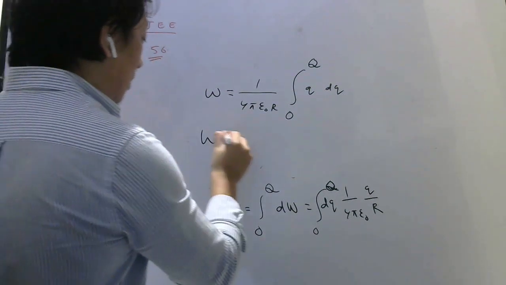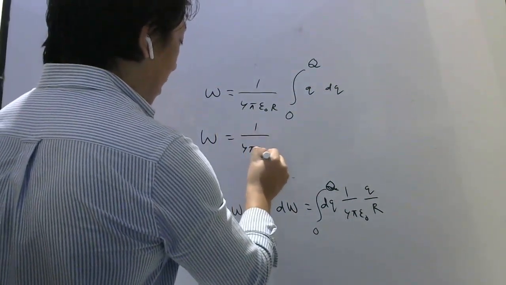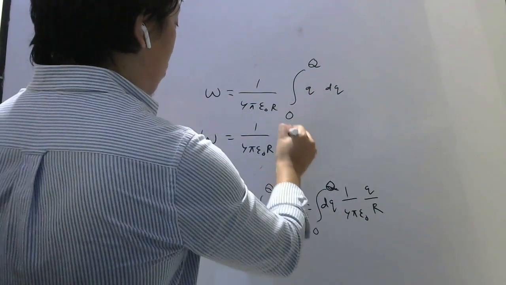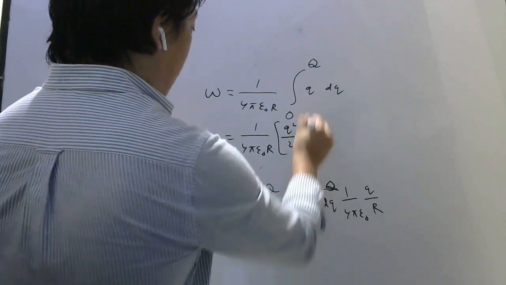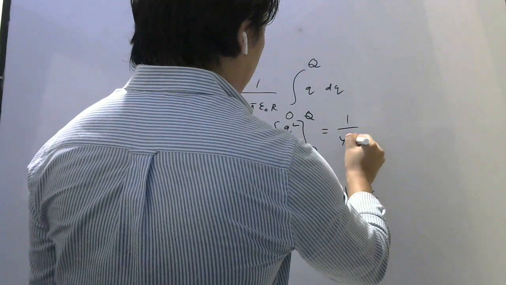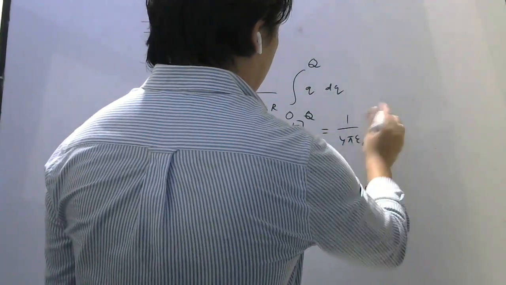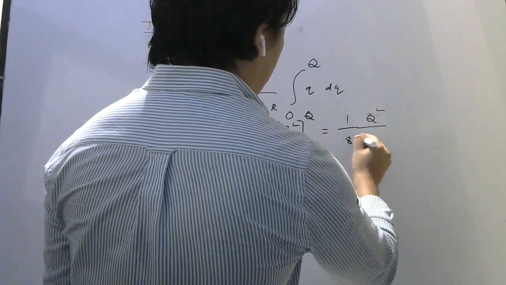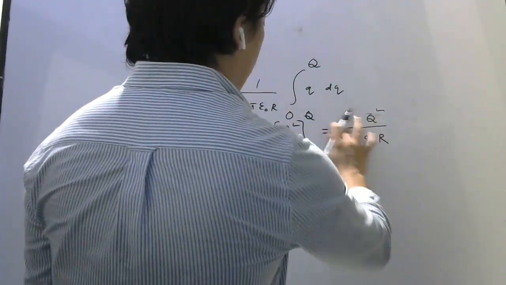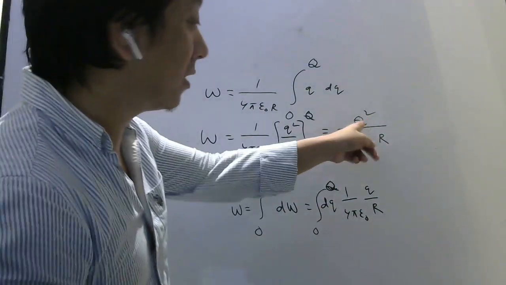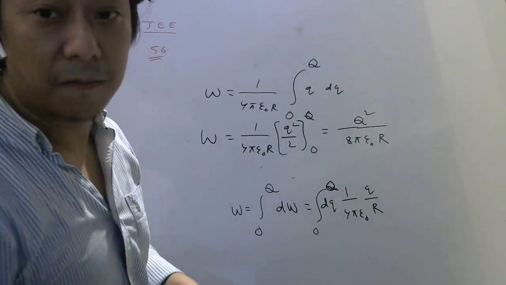So that will be equal to 1 by 4 pi epsilon naught r. Integration of x dx is x square by 2. So this will be q square by 2, upper limit capital Q, lower limit 0. So putting the upper limit, 1 by 4 pi epsilon naught, capital Q square by 2, that will make this 8. So it will be 8 pi epsilon naught r. Okay, so finally let me write properly. This is the work done. Complete work done to charge the shell from 0 to capital Q. Okay, students.